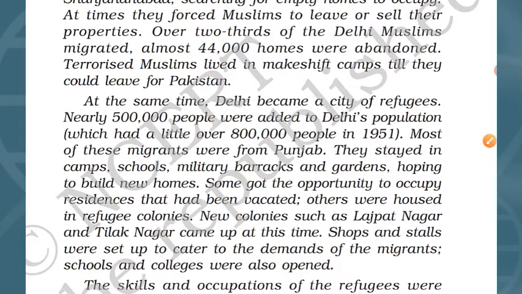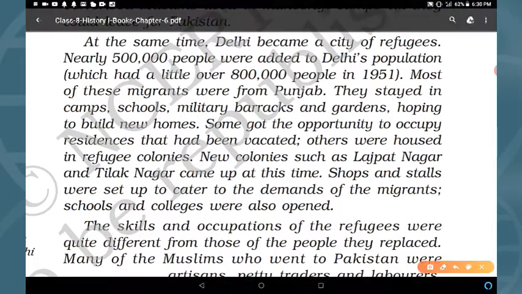At the same time, Delhi became a city of refugees. Nearly 5 lakh people were added to Delhi's population, which had a little over 8 lakh people in 1951 at this time. Most of these migrants were from Punjab. They stayed in camps, schools, military barracks, and gardens, hoping to build new homes. Some got the opportunity to occupy residences that had been vacated. Others were housed in refugee colonies.